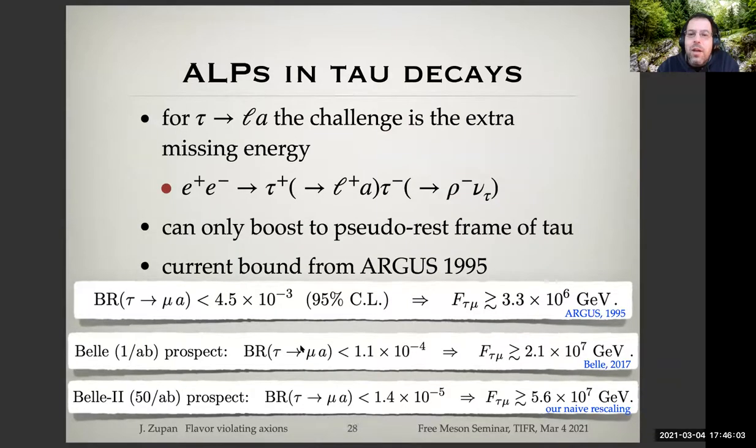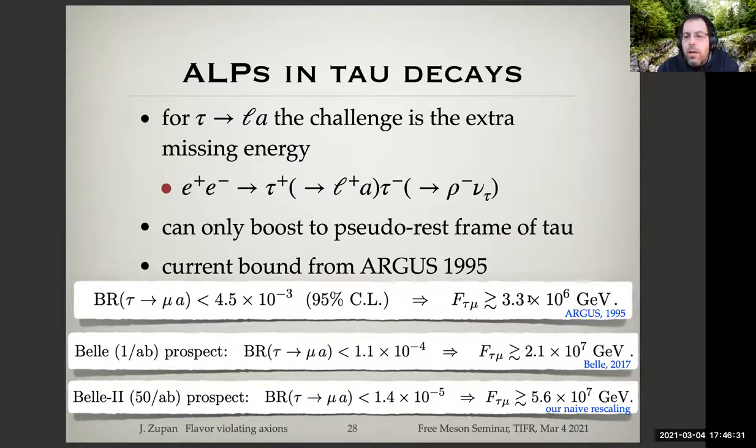There's also tau decays that you can search for. This would be a Belle II prospect. So I'll just highlight maybe the difficulty now is the fact that you have a lot of missing energy. There's a tau on one side, you have a neutrino, and you also have your axion. So it's not easy to reconstruct the tau rest frame.